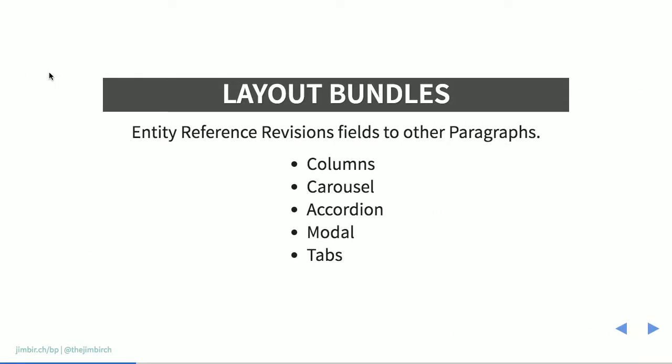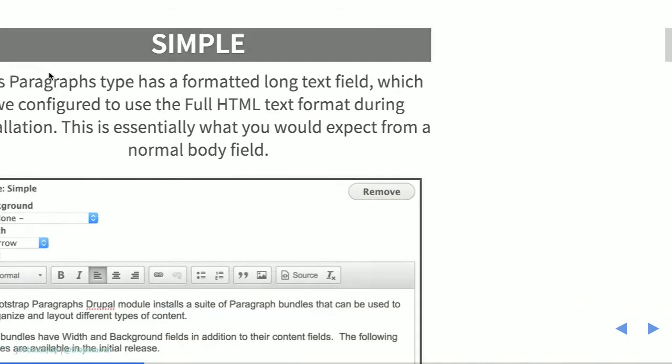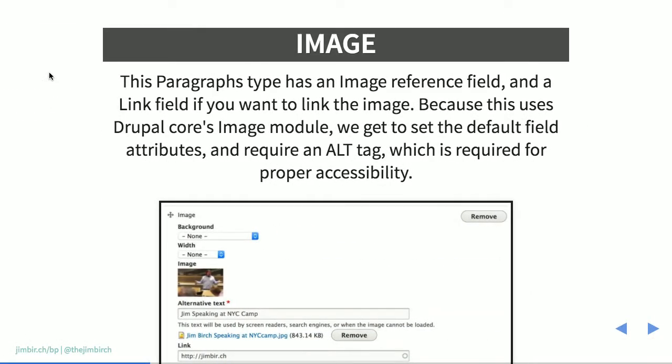The layouts: columns, carousel, accordion, modal, and tabs. These are all the Bootstrap goodies. So here's what the simple looks like. You have your background field and your narrow field, and then a text field. This is exactly what your standard body field would be. This is going to be your content editor's default. The image, again, background and width.